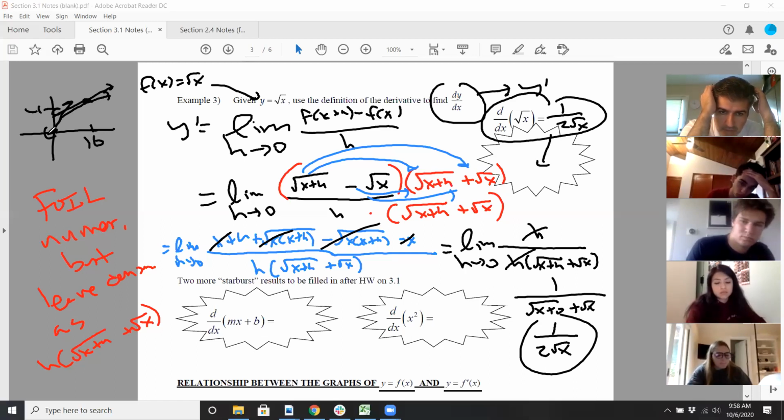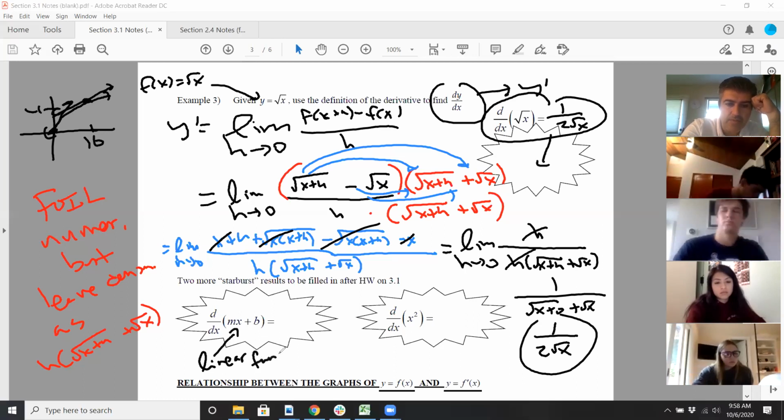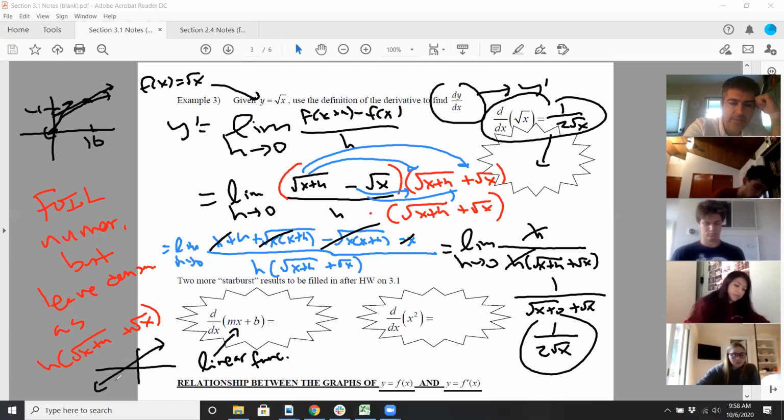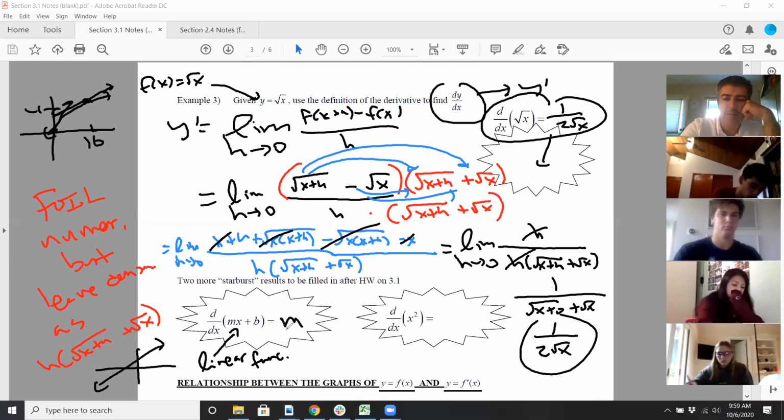And 2 more starburst results we filled in after homework on 3.1. I'll just tell you what to expect for these next 2 bottom ones here. That is a line. We know this. It's a linear function. Well, if you have a line, the slope of the tangent line is the slope itself. So it's just going to be m if you were to work that out. Here, x squared is going to be 2x if you were to work that one out.